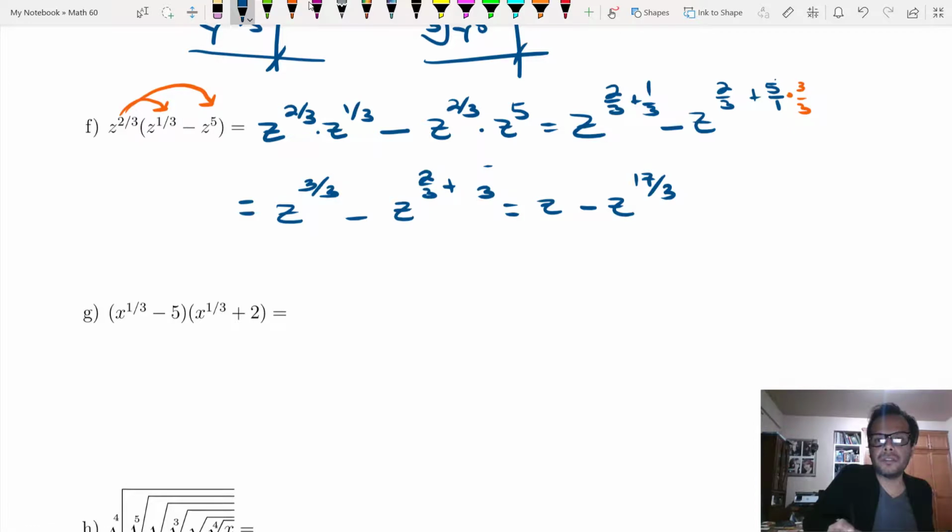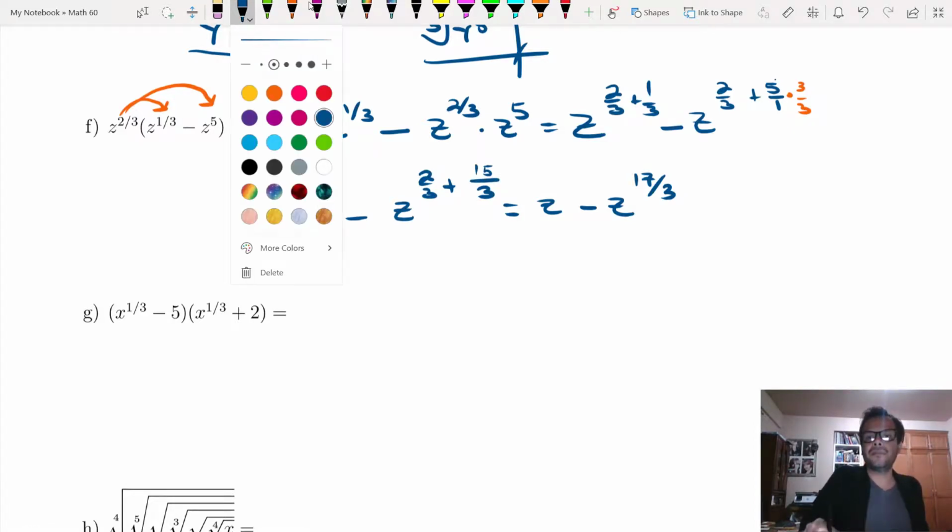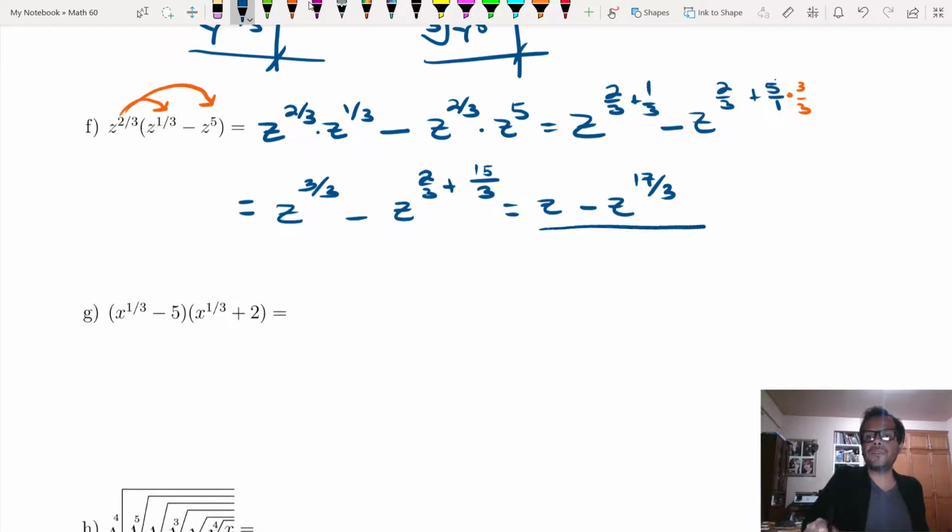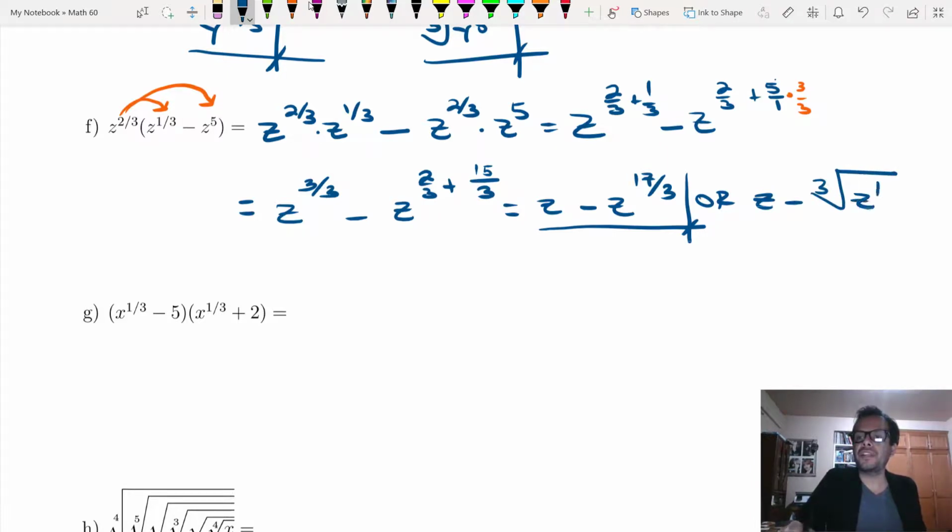All right. And this would be the final answer if we were required to use only rational exponents. However, using radical form, well, z is just z and the cube root of z to the 17th power. All right, let's call it a day here.